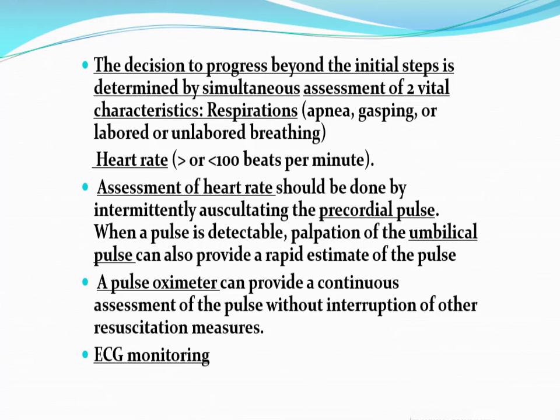The decision to progress beyond the initial steps is determined by simultaneous assessment of 2 vital characteristics: respiration and heart rate. Is the patient apneic, gasping, or having labored breathing, and is the heart rate less than 100 or more than 100? The assessment of the heart rate should be done by intermittently auscultating the precordial pulse. The umbilical artery pulsation can also provide a rapid estimation of the pulse when detectable. A pulse oximeter can provide continuous assessment of the pulse without interruption of other resuscitative measures. And newly, they introduced ECG monitoring, which can be even more effective and sensitive than other measures.